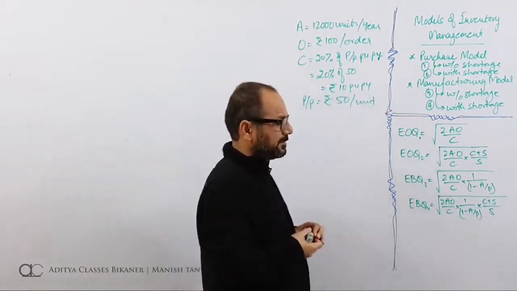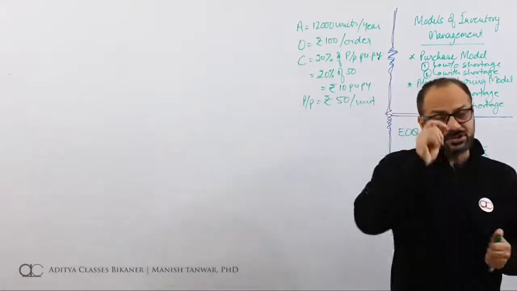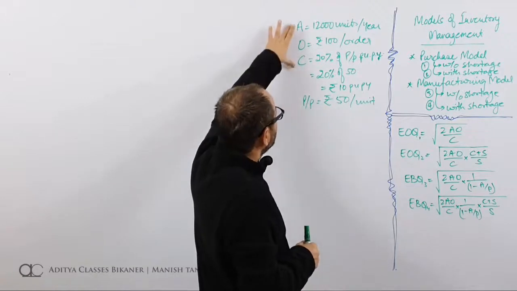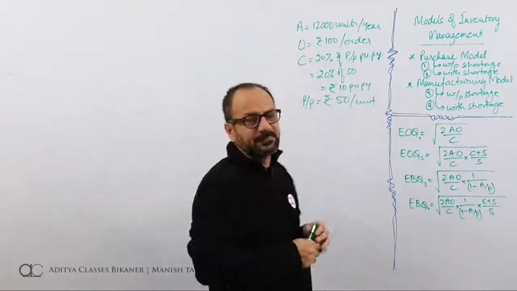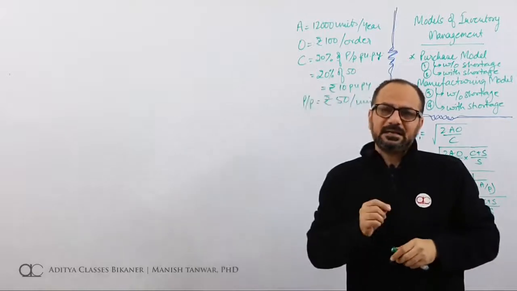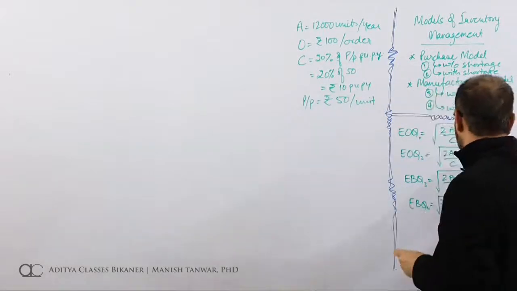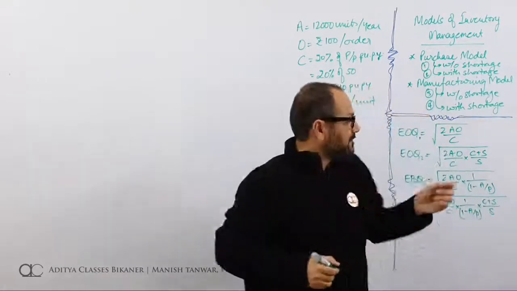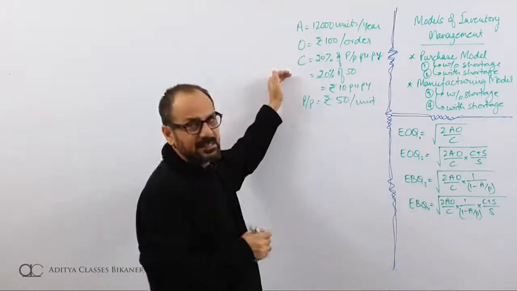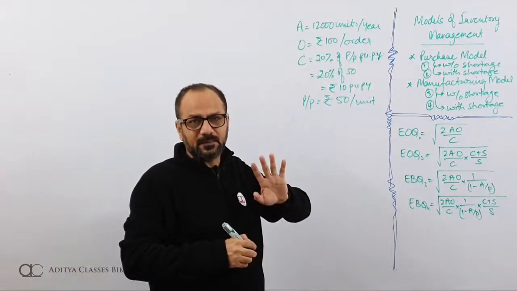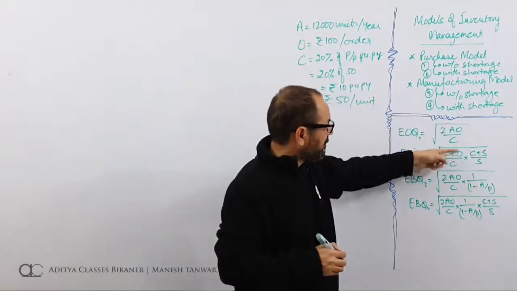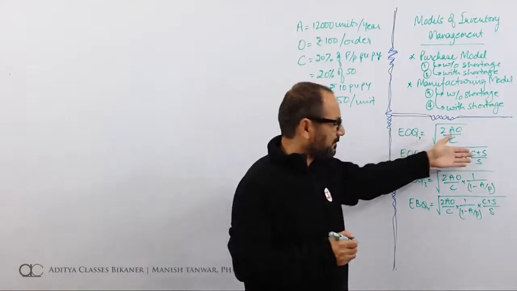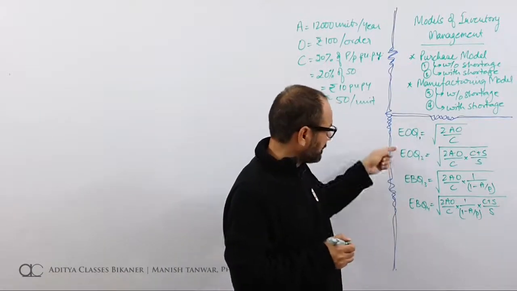This is all the information that has been provided to us, and now we need to find out which is this model. Now if we have a look at the information given, we see that we have been provided with A, O and C. There is no mention of S, there is no mention of P. Absence of S in the given information means that it is not a shortage model. It is for sure not a shortage model, because if it were, the question should have provided me with shortage cost. So these two models are out of the equation.